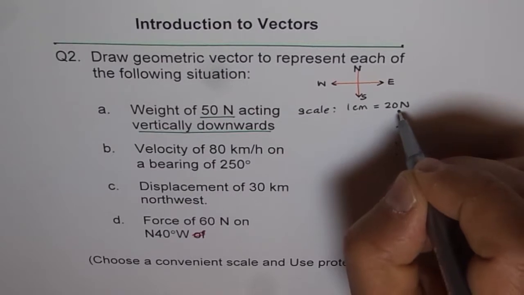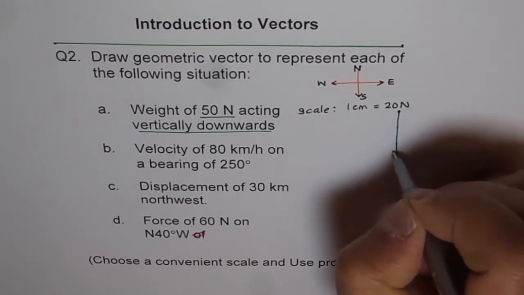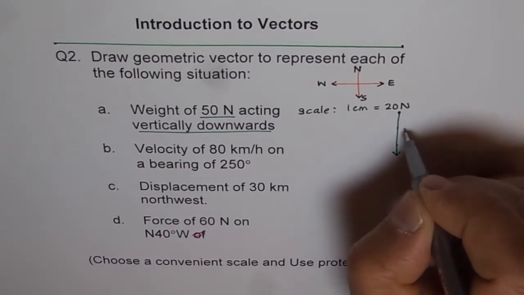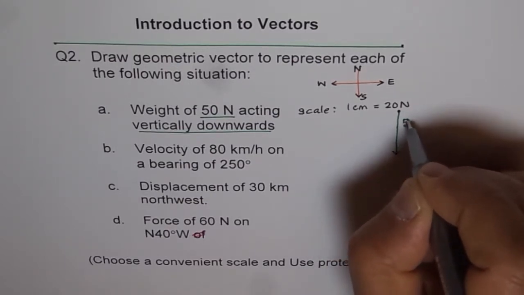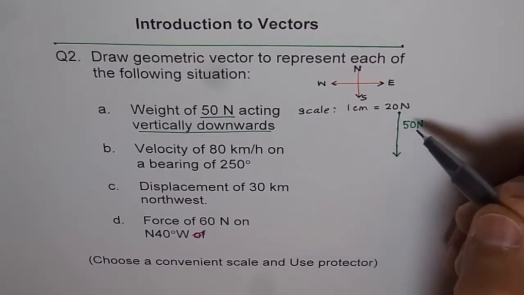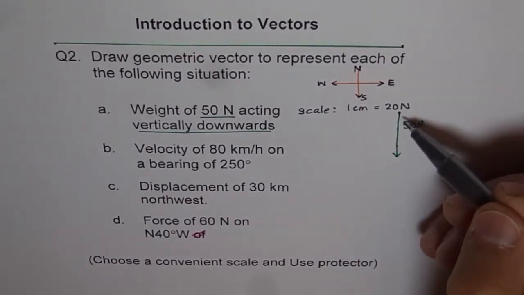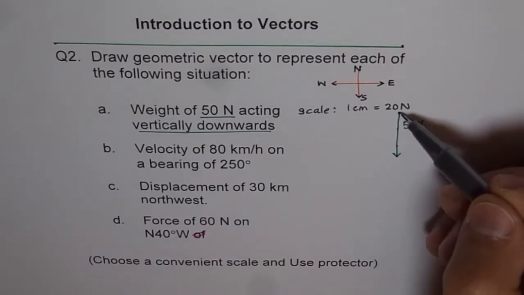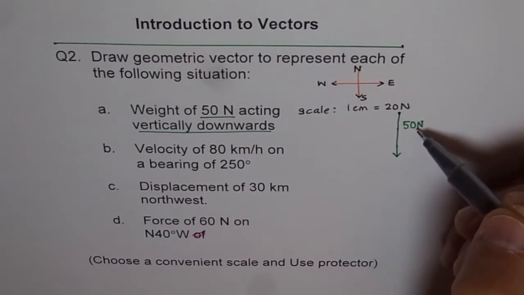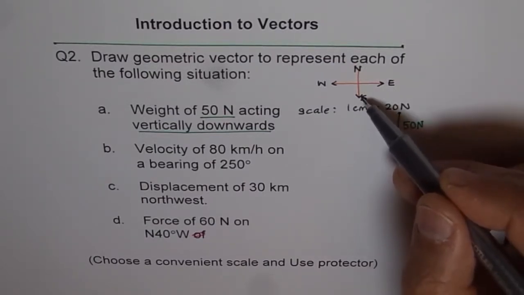So I draw a vertical line from here, like this, right? And that gives me 50 newtons, correct? So I can write here 50. It's important, write it down. So that is the geometric representation. It has tail, head, initial, terminal. Magnitude is represented here, 50 newtons. Direction going southwards. Do you see that?